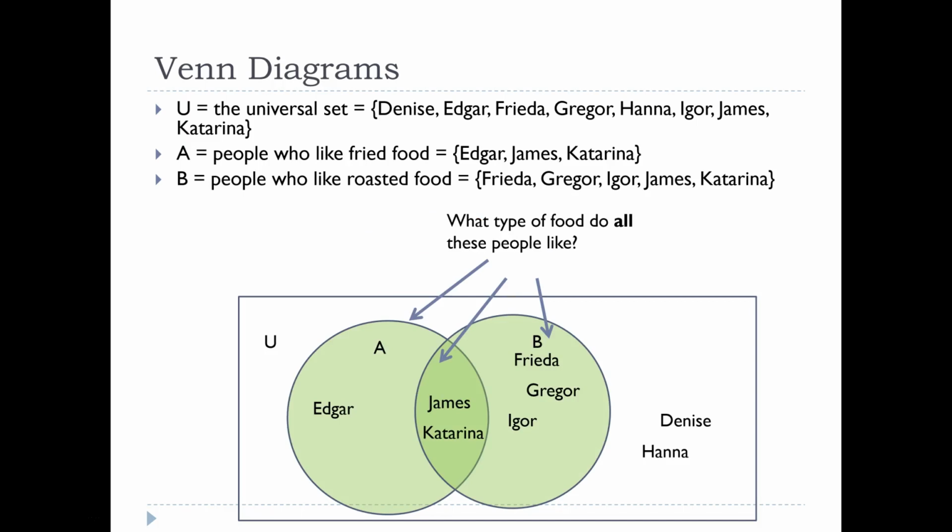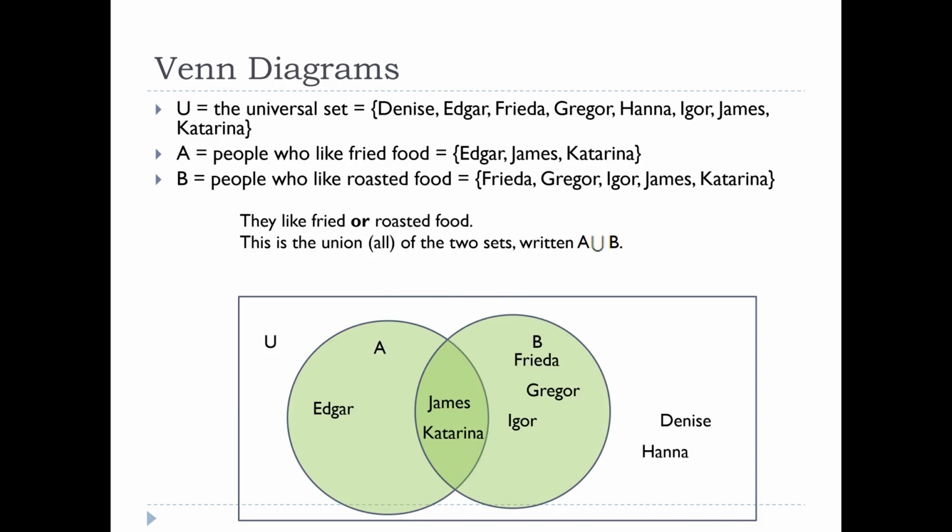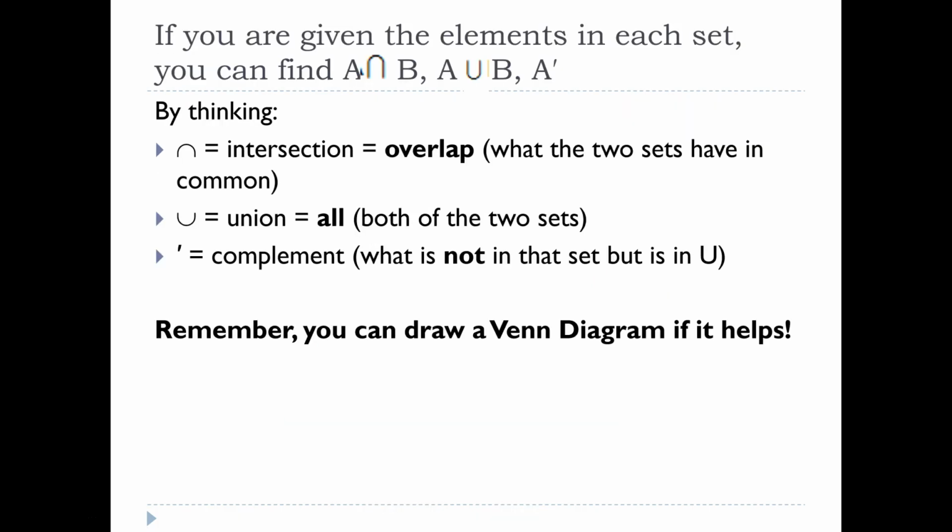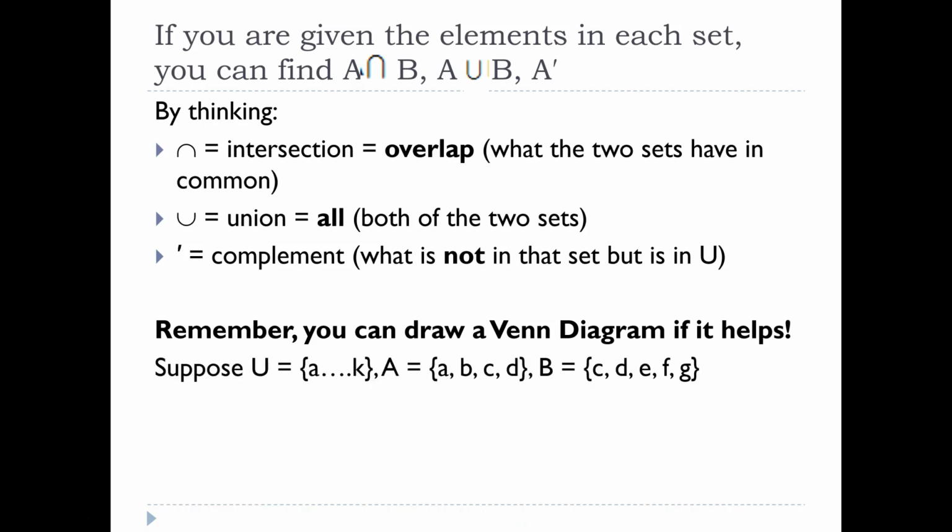Second question, what do these people like? These people like fried or roasted food, and that's the union. The union is coloring everything in, including the middle part. The union is just everything that's in green here. And we use the word or to describe what's in the union. And so that's pretty much it. Intersection, union, and complement. Remember, you can draw a Venn diagram if it helps.